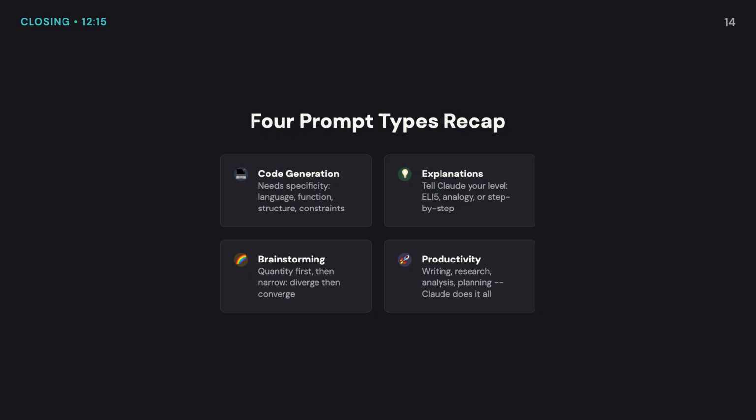Let's recap. Code generation prompts need specificity. Tell Claude the language, the function, the structure, and the constraints. Explanation prompts need your knowledge level. Explain like I'm 5 gets very different results from explain for a developer. Brainstorming prompts need freedom. Ask for quantity first, then narrow down second. And productivity prompts can handle your writing, research, analysis, and planning. The real power is when you combine them.